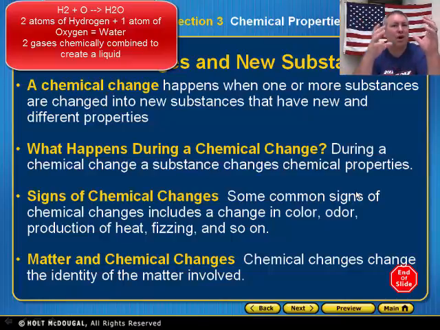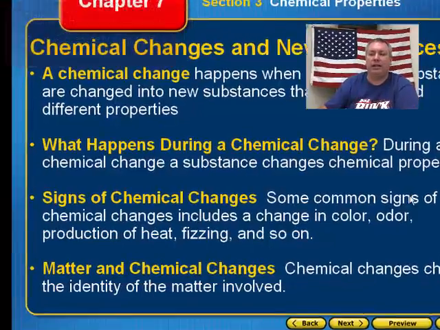It is something totally different. It's 2 gases, and all of a sudden they combine. Now they turn into a liquid. So when we talk about chemical changes, the identity of the matter is changed completely in a chemical change.